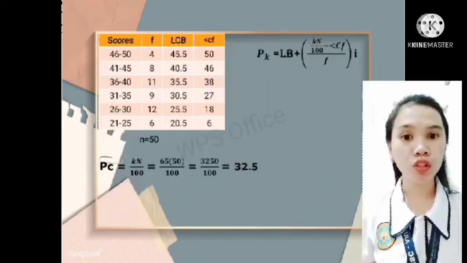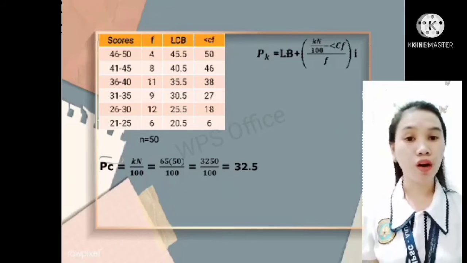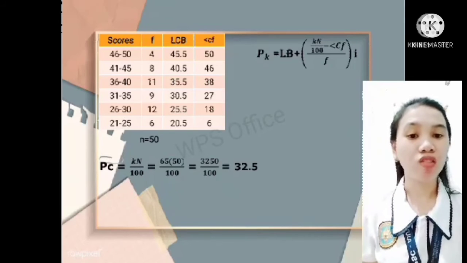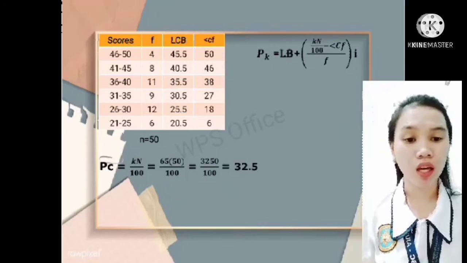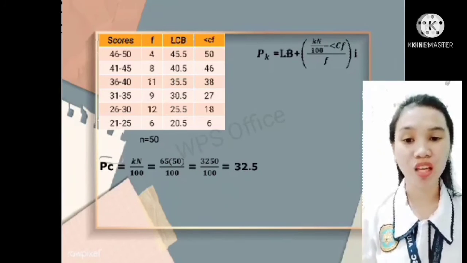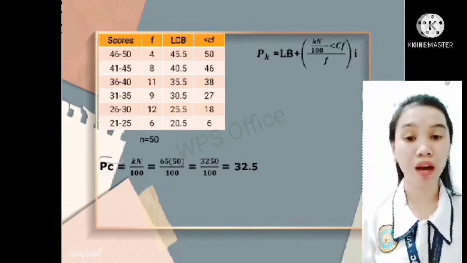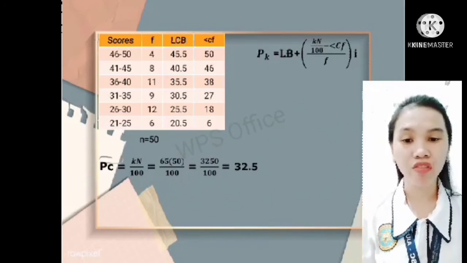So we need to determine the percentile class. PC is equal to kn over 100 because it's a percentile. The total frequency is 50, and k is 65. So 65 times 50 is equal to 3,250, divided by 100, equals 32.5.